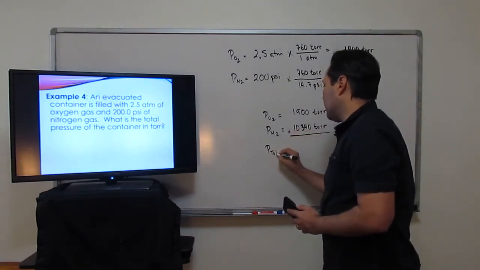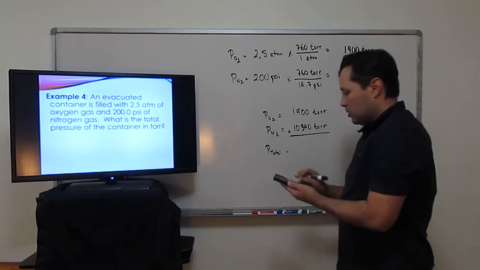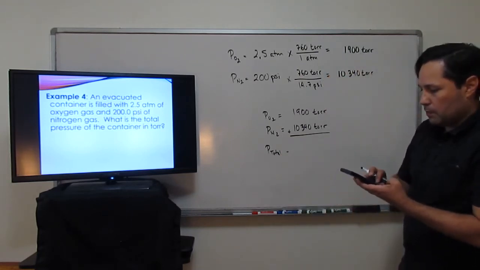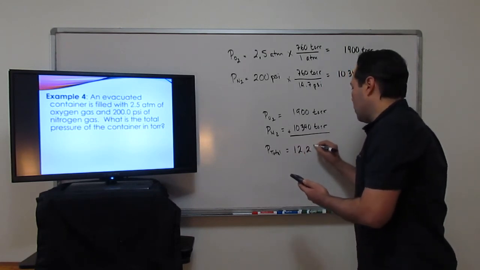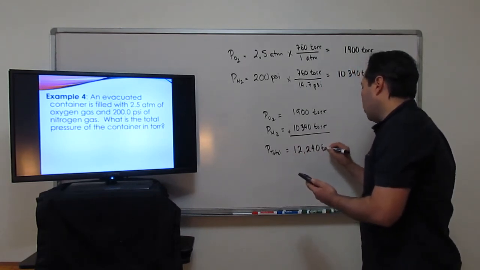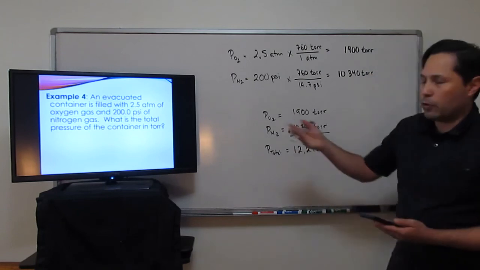So I'm going to put P total. That's going to give us 12,240 torr. So that is our answer for example number 4.